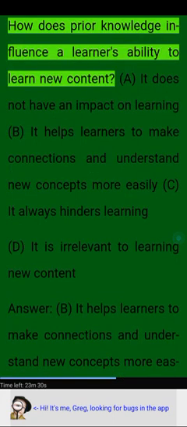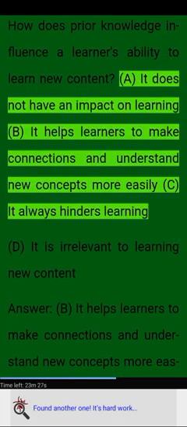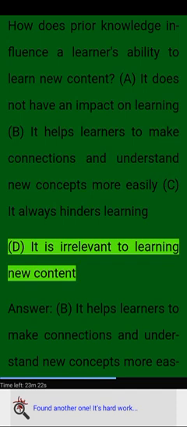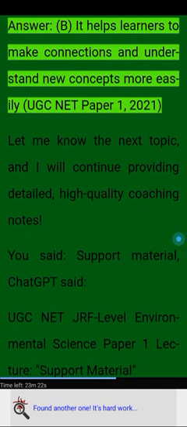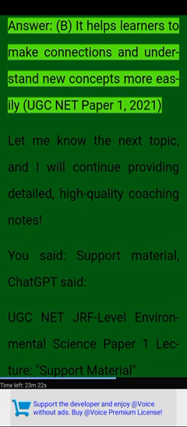Does prior knowledge influence a learner's ability to learn new content? A. It does not have an impact on learning. B. It helps learners to make connections and understand new concepts more easily. C. It always hinders learning. D. It is irrelevant to learning new content. Answer. B. It helps learners to make connections and understand new concepts more easily. UGC Net Paper 1, 2021.